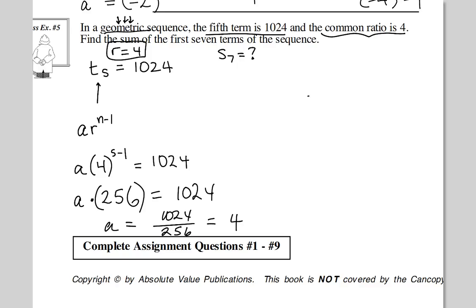Coincidence, I guess. So now we can find S7 because we know N, right? We know A and we know R. You know N, A, R. So we're using the first formula: Sn equals A times R to the n minus 1, all over R minus 1.